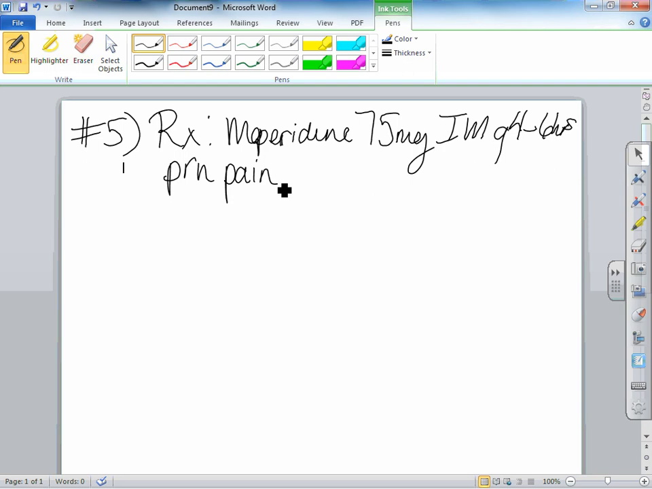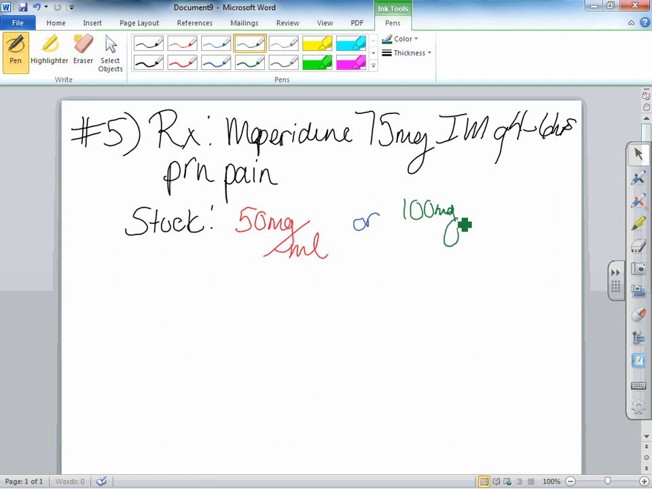All right. What you have in stock, you have option A. I'm going to write option A in red. Option A is Meperidine. I'm just going to put the strength. Meperidine 50 milligrams per milliliter. Or option B, I'm going to write it in green. Option B is 100 milligrams per milliliter.